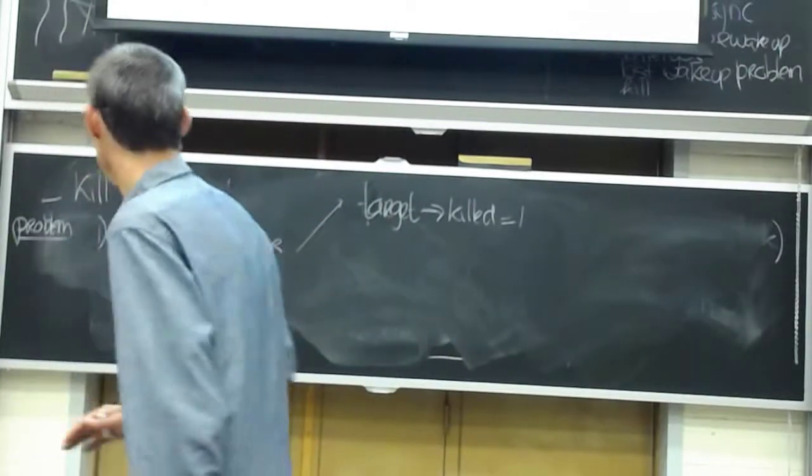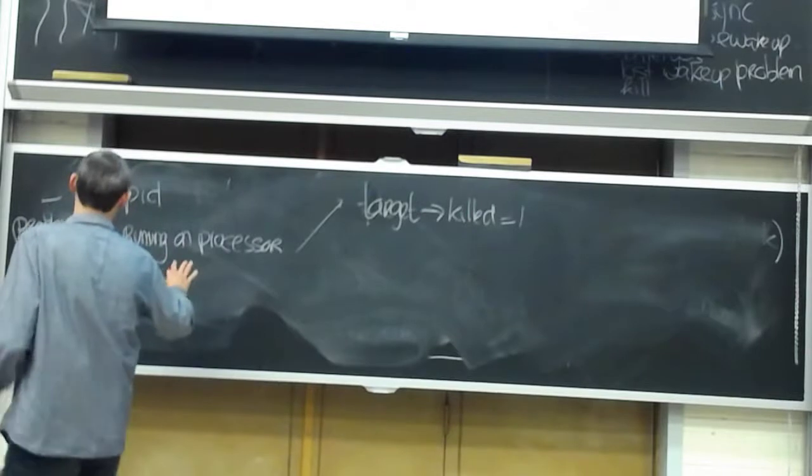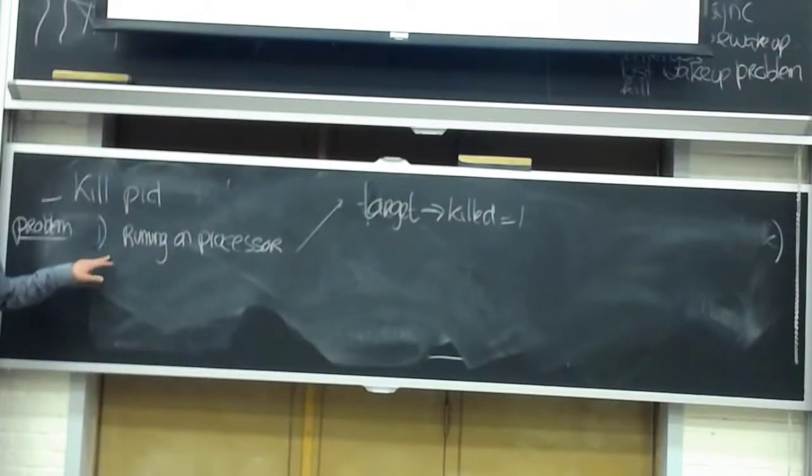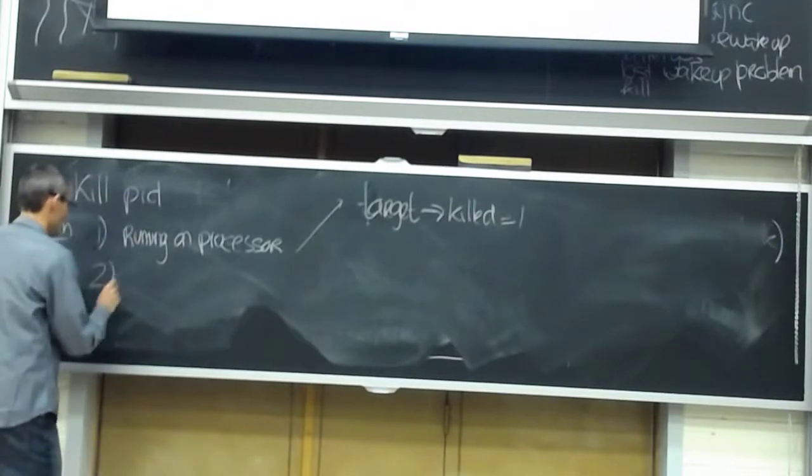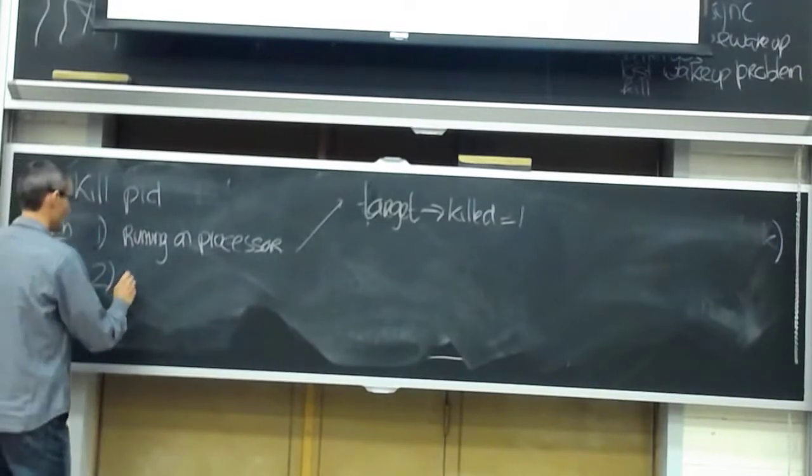Right? So the problem of the target running on the processor, the way we solve that is basically by forcing the target to commit suicide at some point later. It might not happen immediately, but at some point later, it will clean itself up. Now the second problem is what happens if the target process is sleeping.